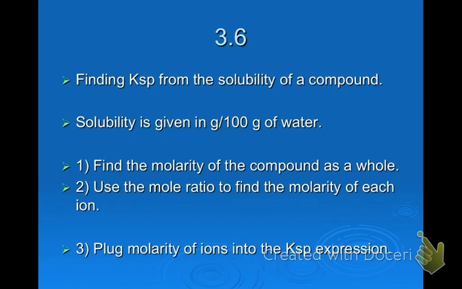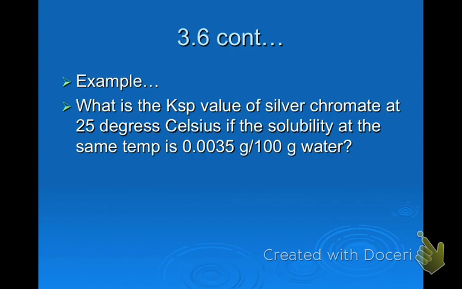In this example problem, it says, what is the KSP value of silver chromate at 25 degrees Celsius if the solubility at the same temperature is 0.0035 grams per 100 grams of water? And actually we should change this to say per 100 grams of solution. So if you look at the steps there, the first thing that we want to do is take solubility in grams per 100 grams and change it to moles per liter.